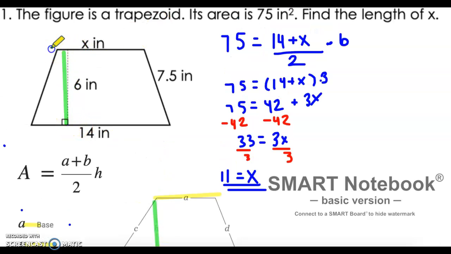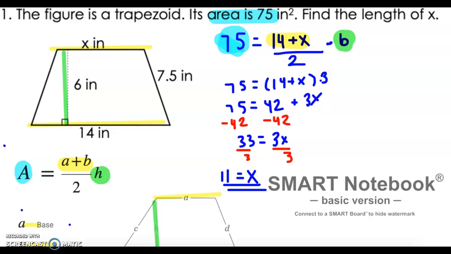So in the problem, we know that this base is x, this base is 14, and our height is 6. We also know that the area is 75 inches squared. So now we can take everything that we know and substitute these values into the formula. So 75, because that's our area, is equal to (14 plus x), that's the sum of our bases, divided by 2, because that's just part of the formula, times 6, because 6 is the height.